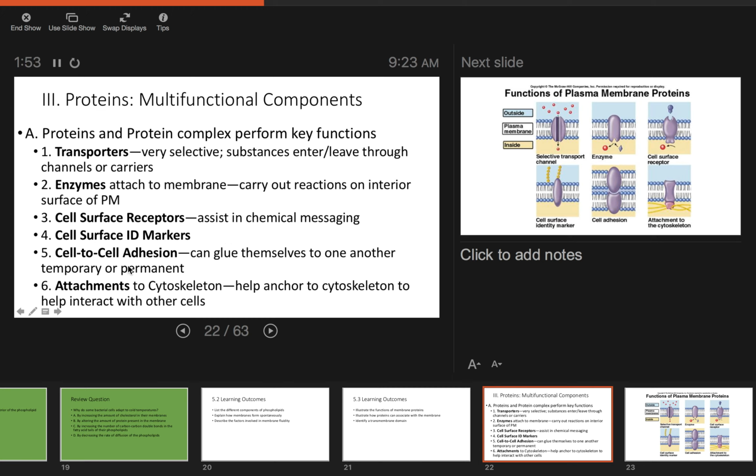Cell-to-cell adhesion means that they can glue themselves to one another. This could be permanent, like a group of similar cells working together, or this can be temporary, maybe during the process of development. And then finally, attachments to the cytoskeleton, and how proteins help anchor the cytoskeleton to the cell, and maybe to help with interaction of other cells.